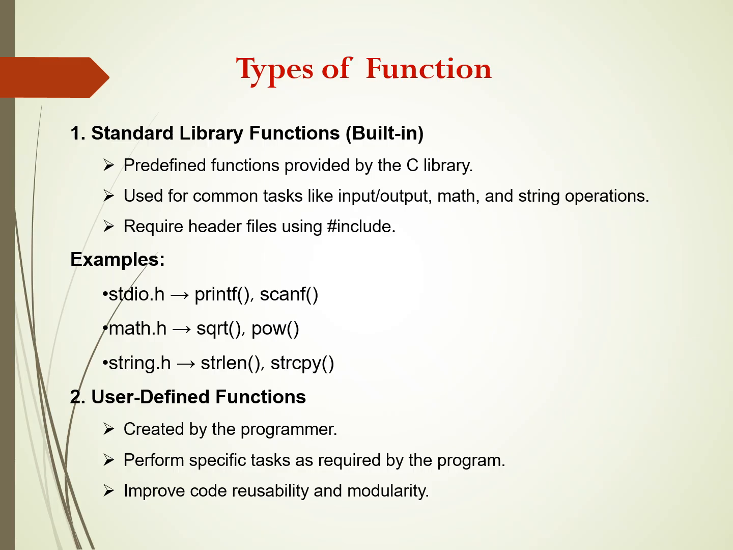These are predefined functions provided by the C standard library. They are already written and tested, so programmers can use them directly without writing their own code. These functions are commonly used for tasks such as input and output, mathematical calculation and string operations. To use these functions, we must include the appropriate header file using the hash include directive. For example, the stdio.h header file, the standard input output header file, provides printf and scanf for displaying output and taking input.